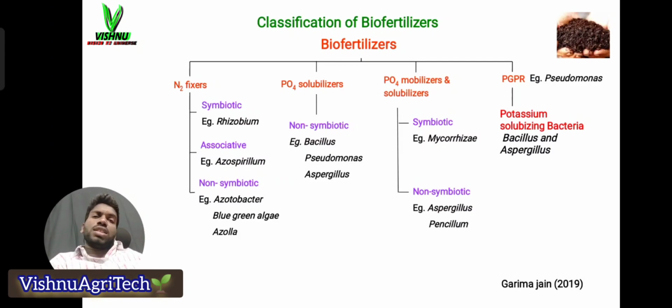Phosphorus solubilizers, non-symbiotic and symbiotic. Non-symbiotic: bacillus, pseudomonas, aspergillus. Symbiotic: mycorrhiza, and plant growth promoting rhizobacterium, pseudomonas. Potassium solubilizing bacteria, for example bacillus and aspergillus. So this is the classification of biofertilizers.